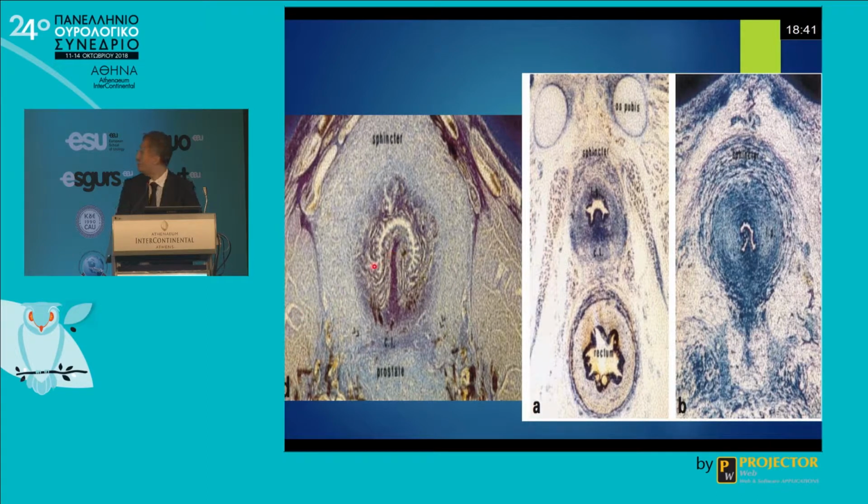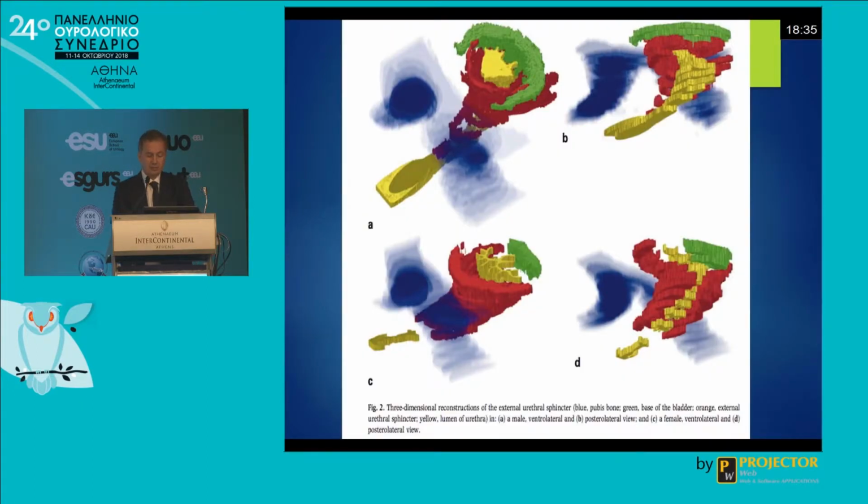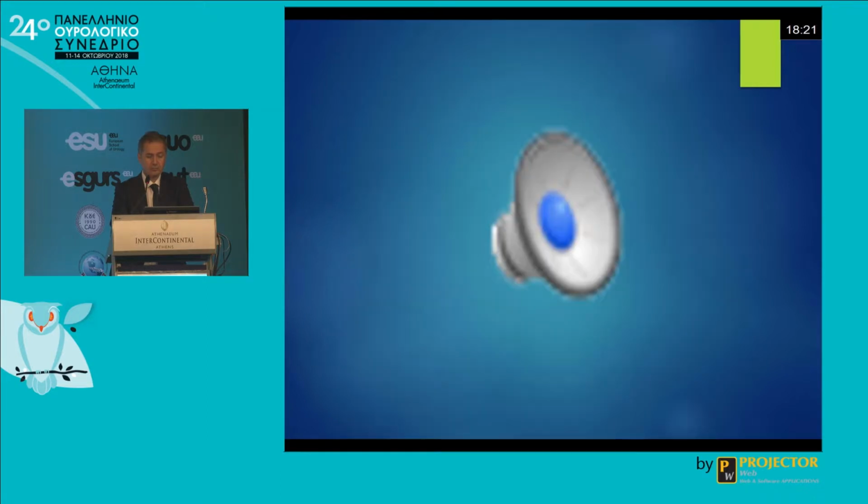Here you see the omega sign, and you see a 3-dimensional reconstruction of the external urethral sphincter, and the red color is the external urethral sphincter, the yellow is the urethra, and the green is the bladder neck. Can you start the video?